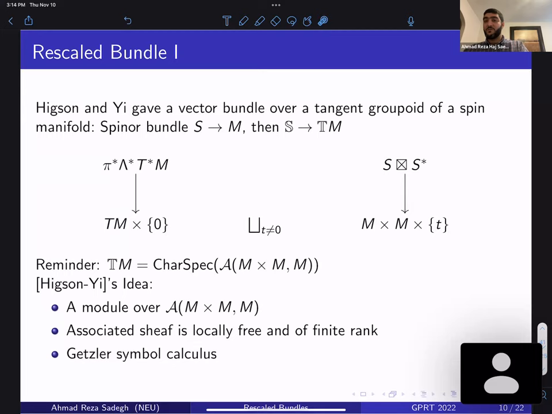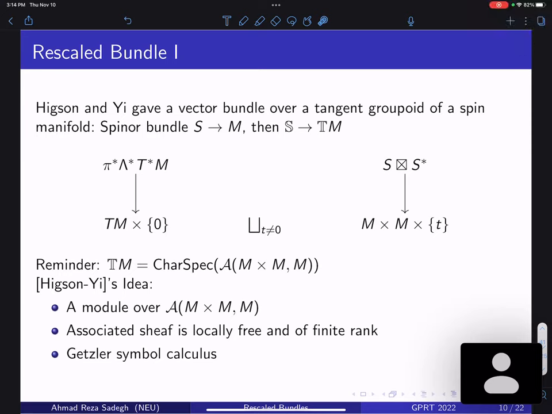And what we're gonna do next, I'm gonna tell you what is the generalization of this idea to deformation to the normal cone. I'm gonna give you the construction in a more general sense. And then later we're gonna come back to this construction and see how it's related to the Getzler calculus and how the local index theorem is going to be given.